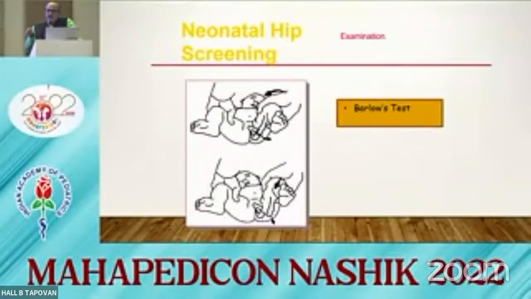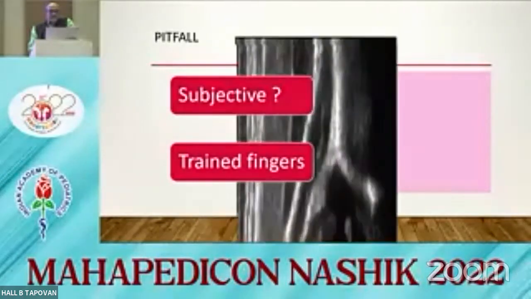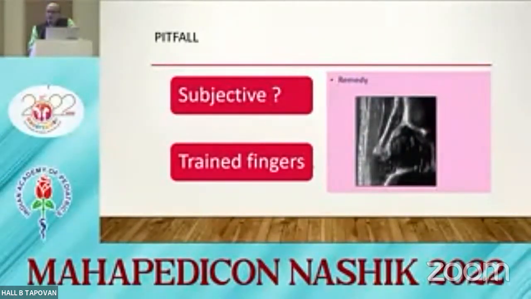You adduct and try to push it behind. And if you feel a give way, that the hip is going out, then you are probably looking at a dysplastic hip. But the pitfall is that it's very, very subjective. Everybody may not be trained, or your fingers may not have that kind of memory that you can pick up. So in these situations, the remedy is to get a good ultrasound.